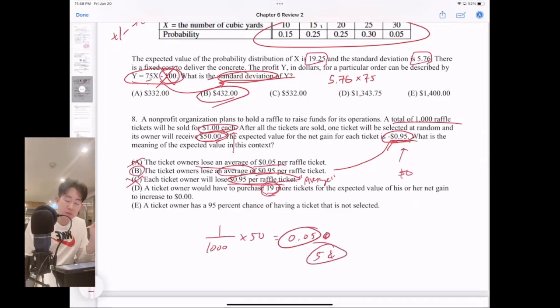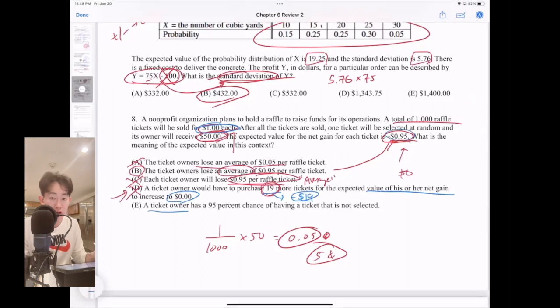You can think of that as your expected value of gain, but this does not accommodate for the $1 each. When you purchase 19 more tickets, that means you're losing $19 too. So how is the net gain going to increase to $0 when you're losing 19 bucks? Makes no sense. A ticket owner has a 95% chance of having a ticket that, okay, that 0.95 is not the same as 0.95 in terms of percentages. It's the dollar. So it's 95 cents, not 95%. E is complete garbage. So answer choice B is the correct one.